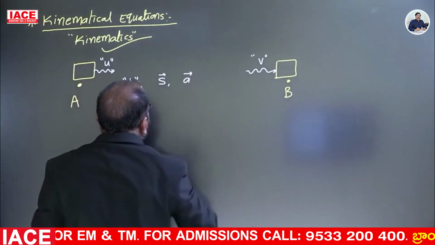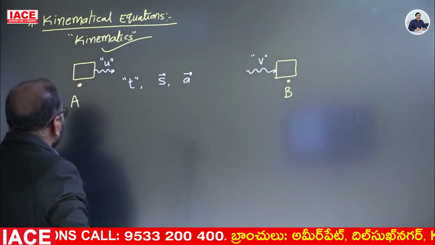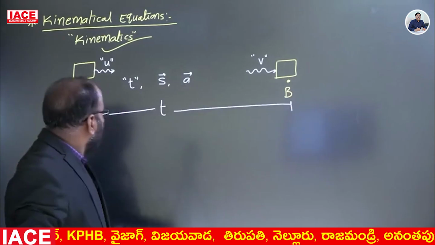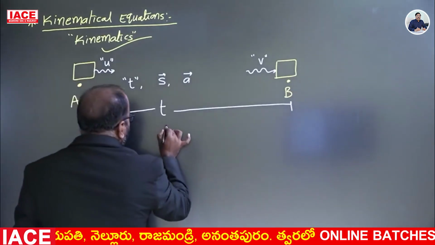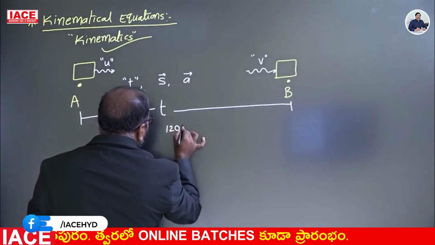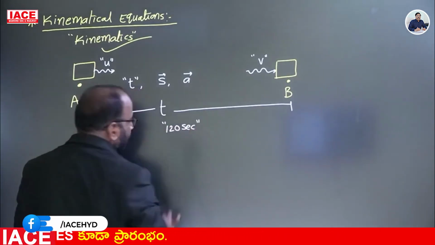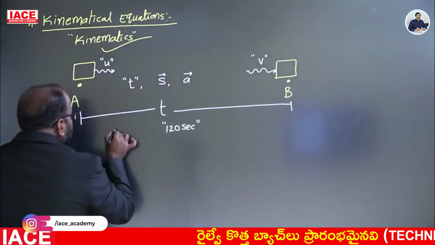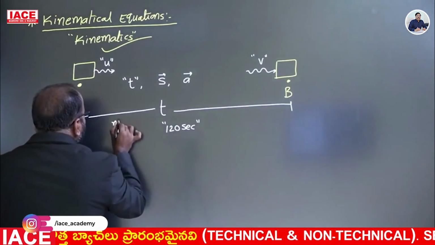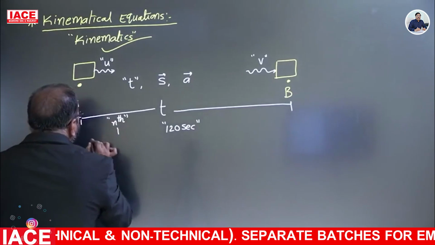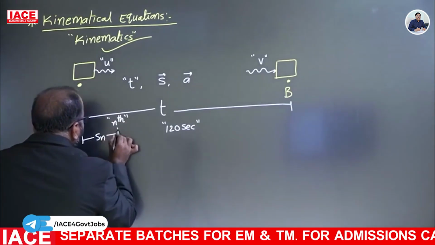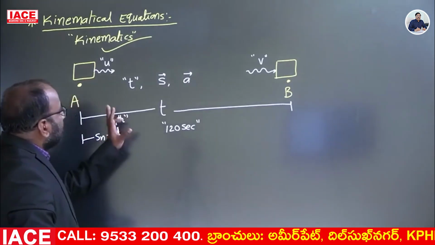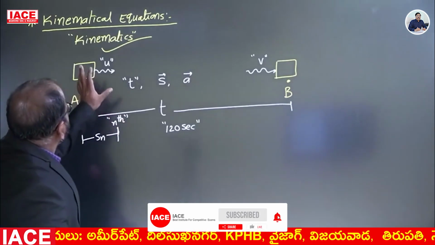Acceleration of the body is A bar. Now, the total time to reach the object from A to B is T. For example, the total time period to reach the object from A to B is 120 seconds. If you want to know the distance traveled by an object in a particular time period, that means in the nth second, how much distance it will travel. Distance traveled by an object in the nth second is Sn. So these are the physical quantities to write the kinematical equations.